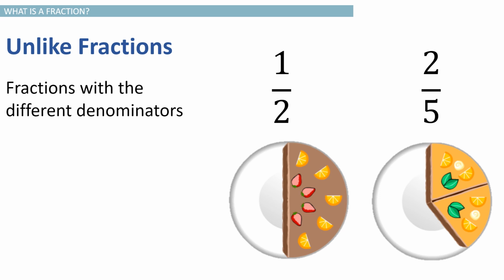Unlike fractions are fractions with different denominators. So for example, I have 1/2 and 2/5. Left hand side, I have only 1 slice of the cake. Right hand side, I have 2 slices of the cake. But in this case, 1/2 is bigger, as you can see from the diagram. This is because 1/2 is divided into 2 equal parts, whereas 2/5 is divided into 5 equal parts. So each slice is of different sizes. So this is the case for unlike fractions.